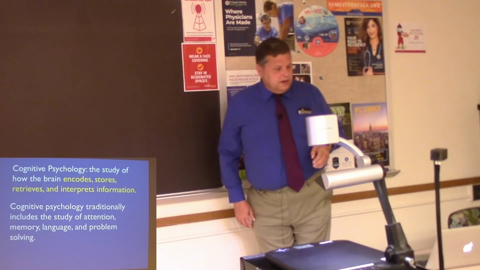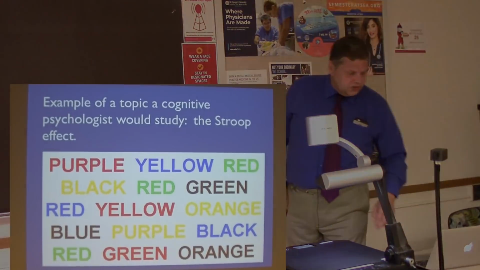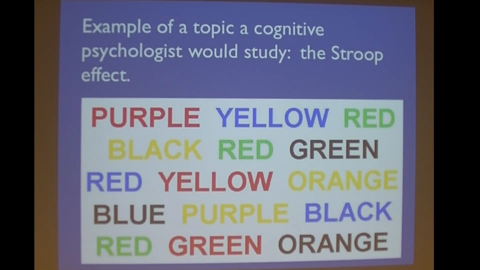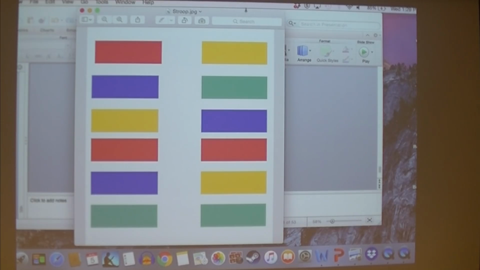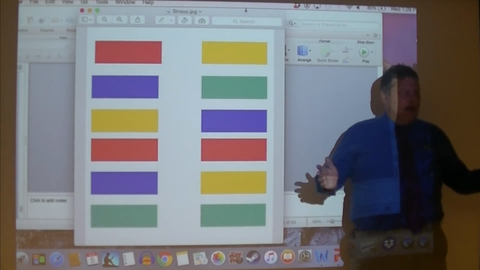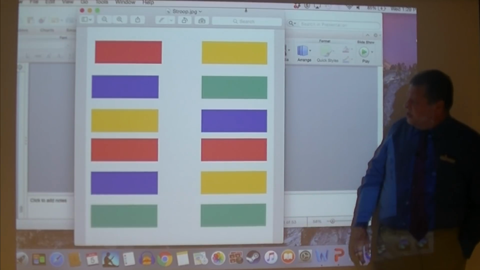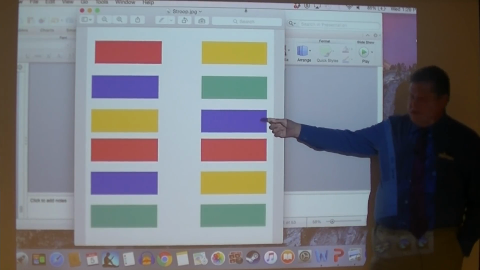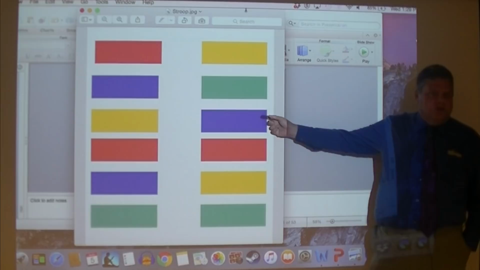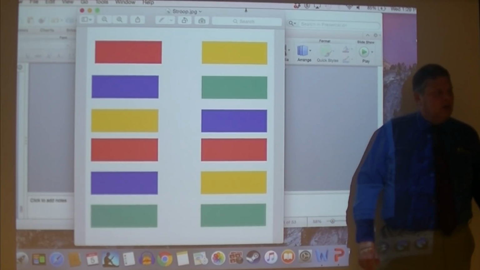All right, well, one thing that a cognitive psychologist might study is the Stroop Effect. I'm going to do a demo with the Stroop Effect here, and we're going to do this 3 times. All you have to do is name the color of the ink that's on this page. I don't know how well this is showing up. Sometimes this looks black, but this is blue here. This color is blue.